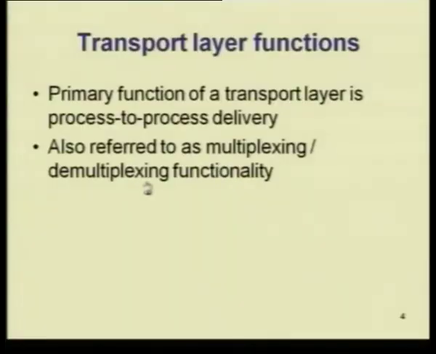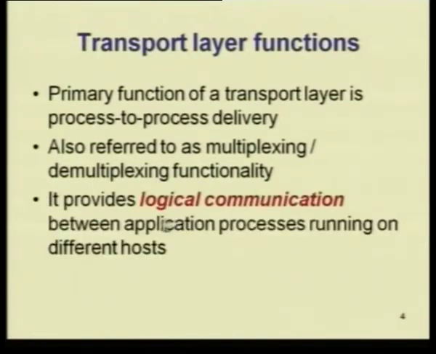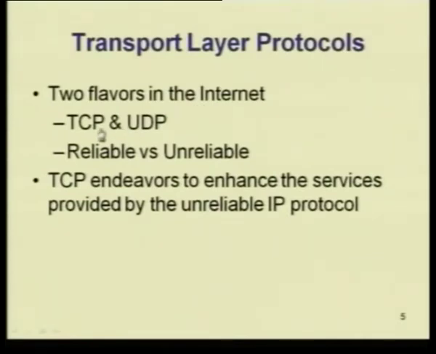This is also referred to as the multiplexing or demultiplexing functionality. So we say that it provides logical communication between application processes running on different hosts. So this is the primary function of the transport layer. When we look at transport layer protocols, there are two flavors of protocols that are available in the internet. One is TCP and the other is UDP. We have already looked at the UDP protocol, which is an unreliable protocol, and TCP is a reliable protocol.